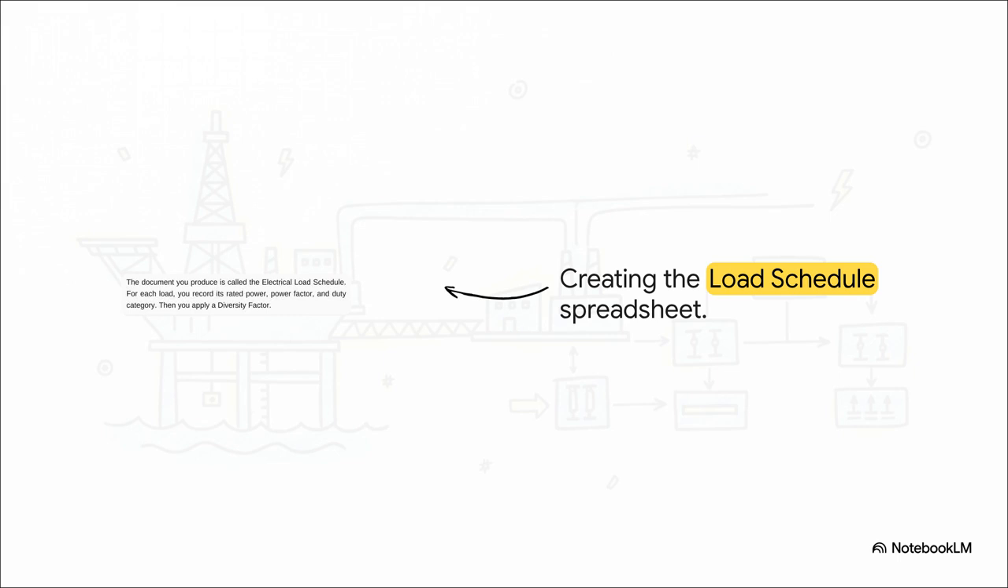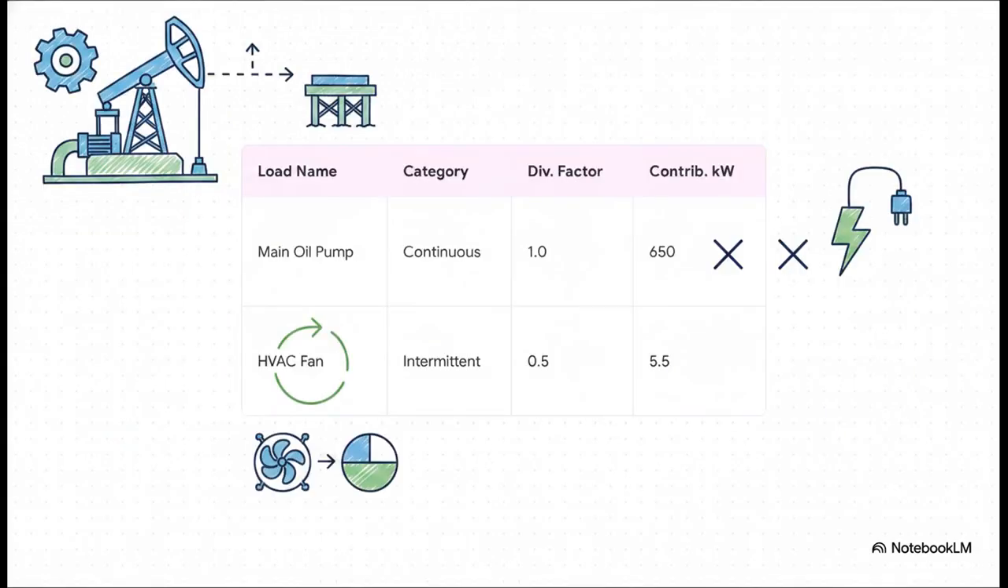That would be a disaster. Instead, you apply a very crucial mathematical multiplier known as the diversity factor. So picture the engineer building this out in a spreadsheet, row by row. You take that raw equipment rating, assign the category, and then multiply it by the diversity factor. That gives you the true, realistic kilowatt contribution.